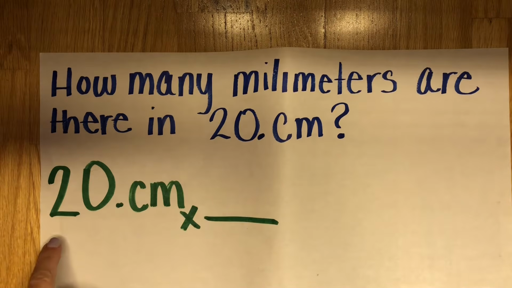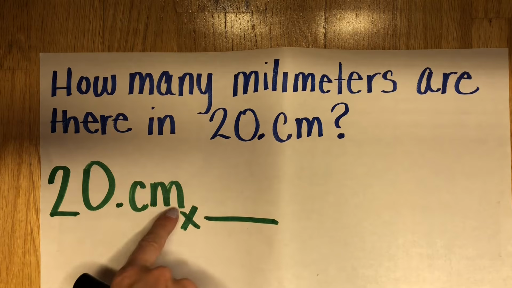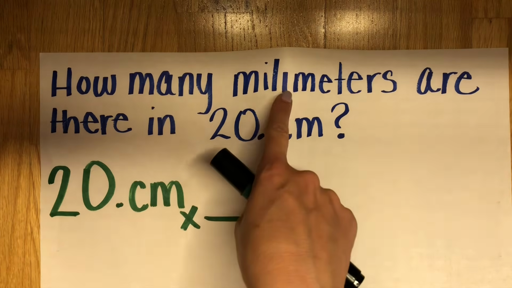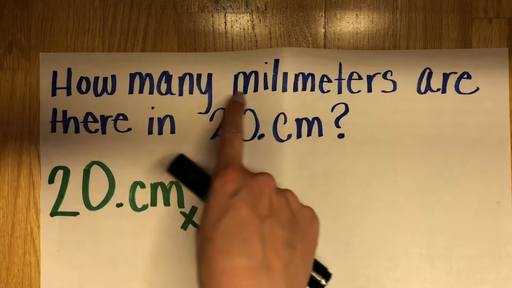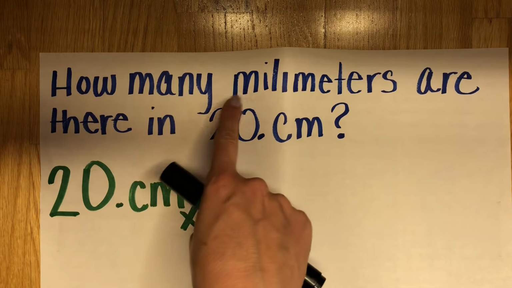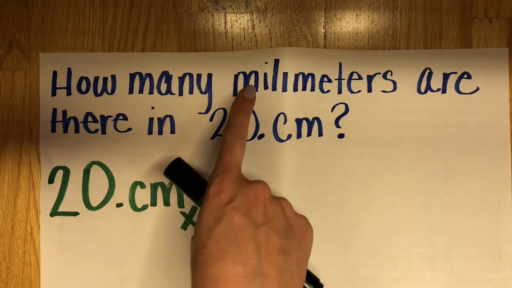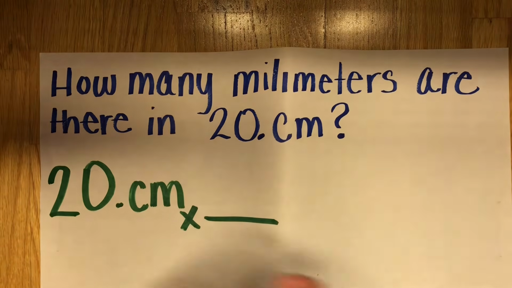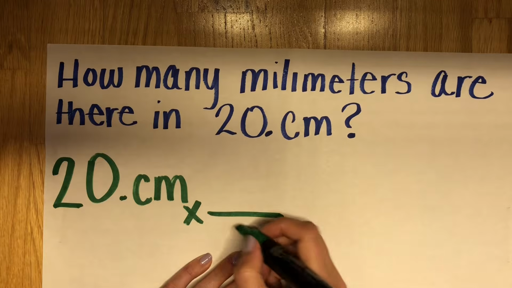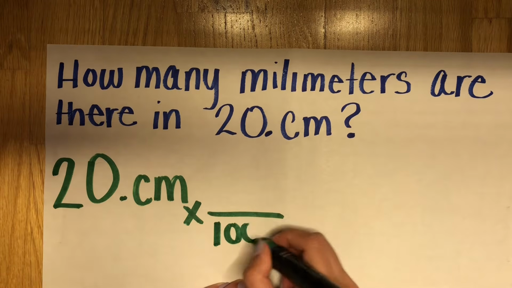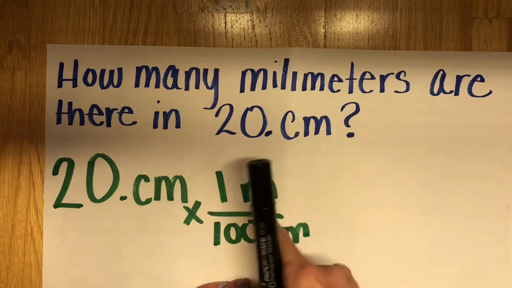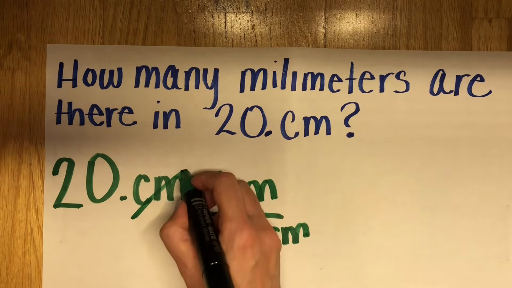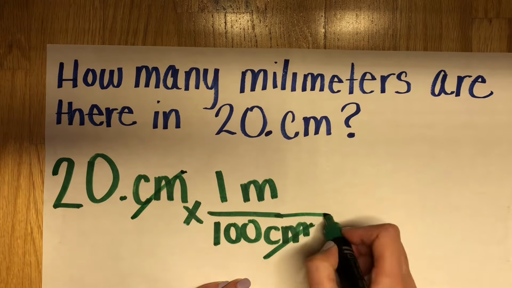So I start here with my given number, and I want to convert my centimeters into millimeters. I notice that centimeters is a prefix and milli is a prefix. In order to go from one prefix to another, you want to hit the base unit, and the base unit is the meter. I know that there are 100 centimeters in 1 meter. Notice I went straight to the base. My centimeters on top cancel out with my centimeters on bottom.